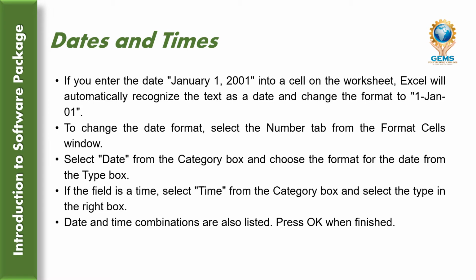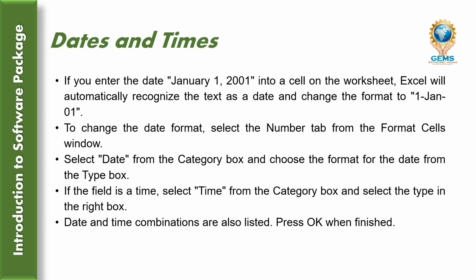Date and time. If you enter a date, January 1, 2001, into a cell on your worksheet, Excel will automatically recognize that text as a date and change the format to 1 Jan 01. That is based on the format that you have fixed in the Format Cells option.